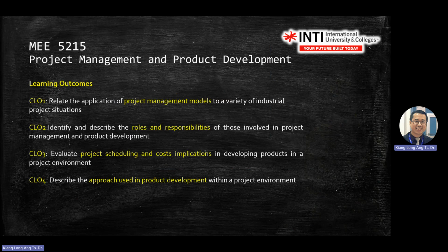Okay. So now these four learning outcomes are important. Remember how we set the question up. TL1 will be in your final exam question 1. TL2 will be question 2. TL3 will be in question 3. TL4 will be in question 4.